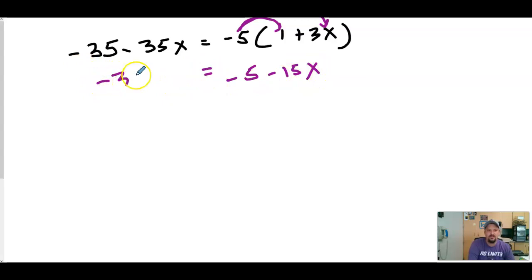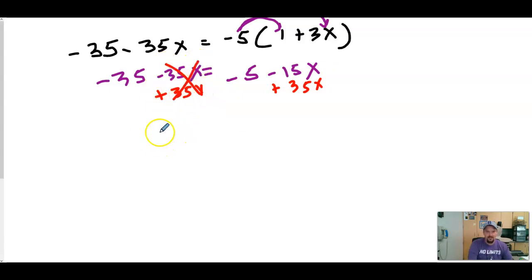Bring down the left side, which we didn't do anything with. And now we have simplified both sides. Let's go ahead and get all of the x's on one side. We can add the 35x over here, or add the 15x over here. I'm going to add my 35x just because, like I said before, personal preference, I like to have positive variables.